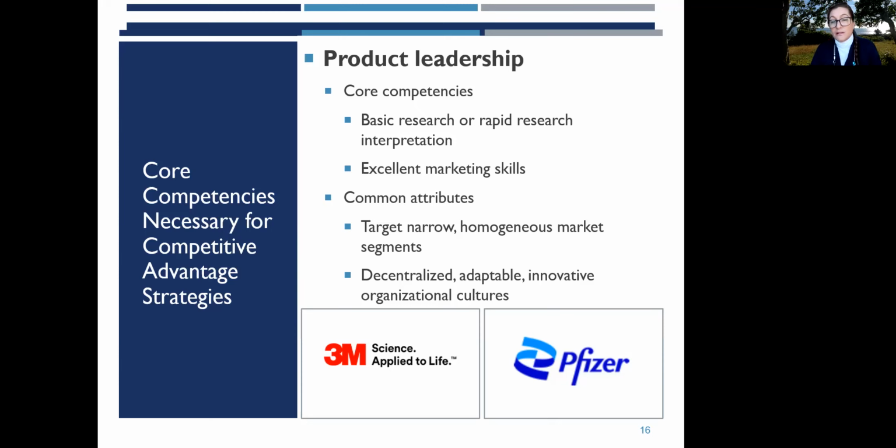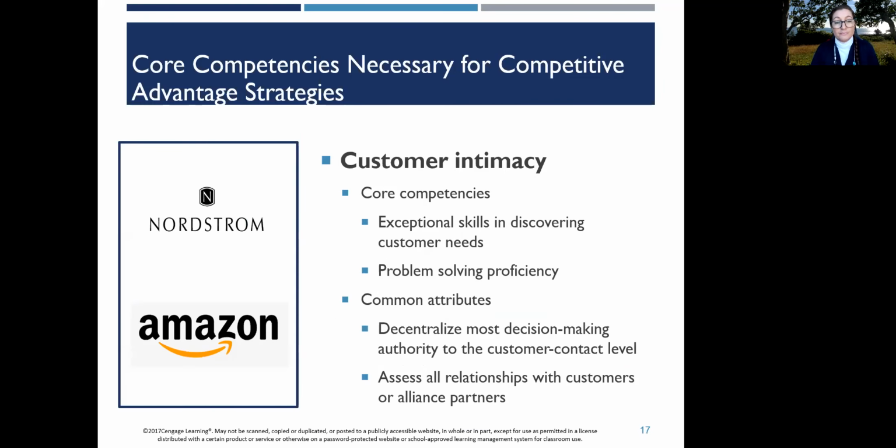And another common element with regards to organizations that typically achieve product leadership as a competitive advantage is that they typically operate in a decentralized manner, right? So decisions are made within the units responsible, rather than the leadership team saying what goes, and it goes for everybody regardless throughout the organization. By decentralizing the decision making, they are able to be more adaptive, and more readily able to drive their innovative organizational culture.